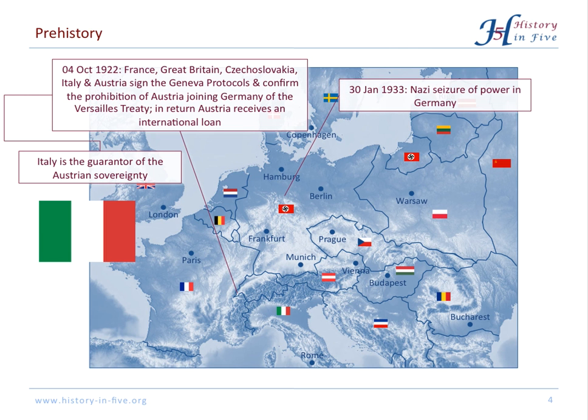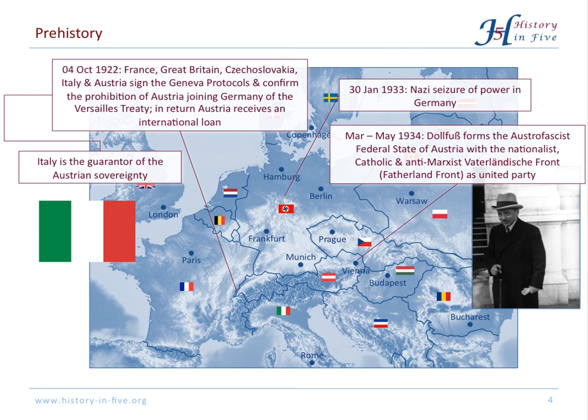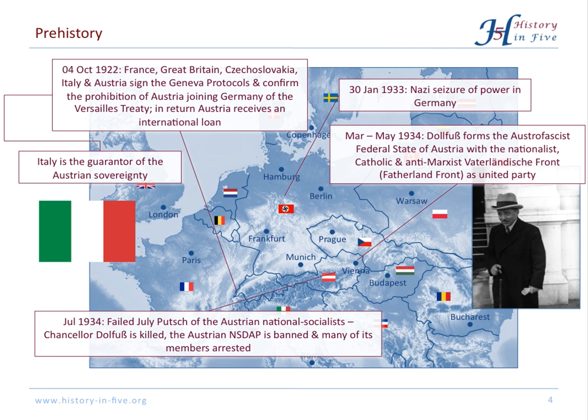The Nazis took over in Germany in 1933. Now the German foreign policy became more and more aggressive. In Austria there was also a fascist state. They were not Nazis. It was a federal state of Austria, which was nationalist, Catholic and anti-Marxist. Relatively shortly after this Austro-fascist state was established, there was a failed coup d'etat of the Austrian Nazis. As a result, the Austrian Nazi Party was banned and many of its members arrested.